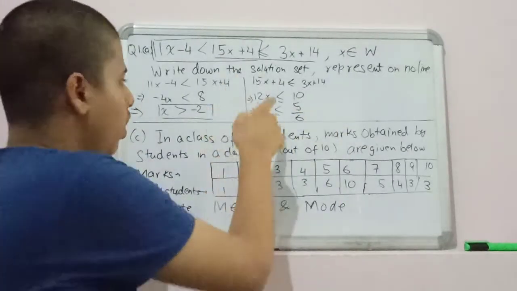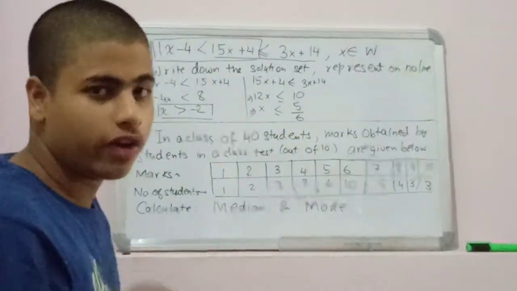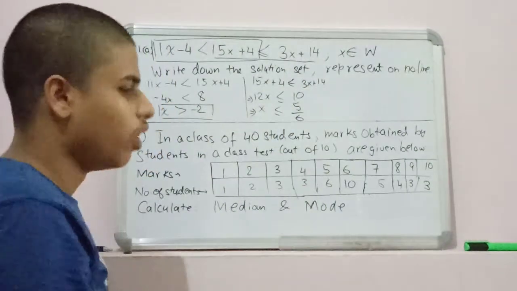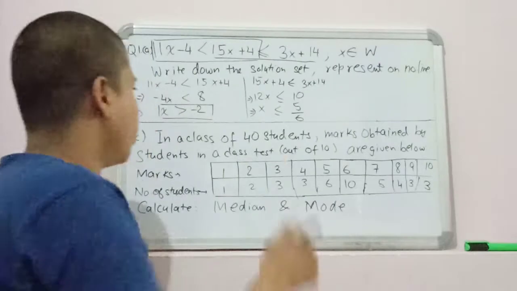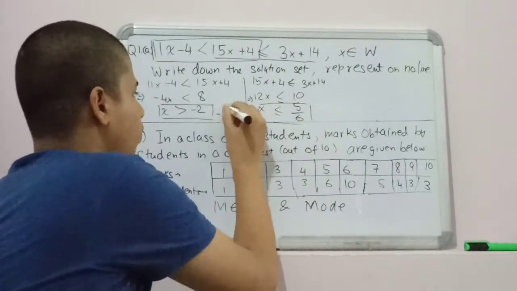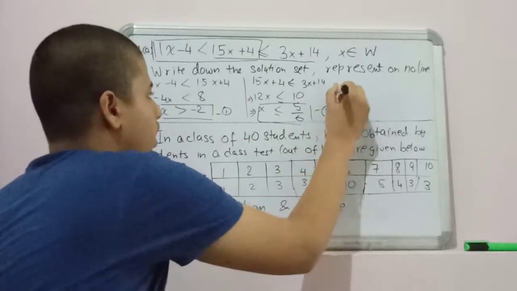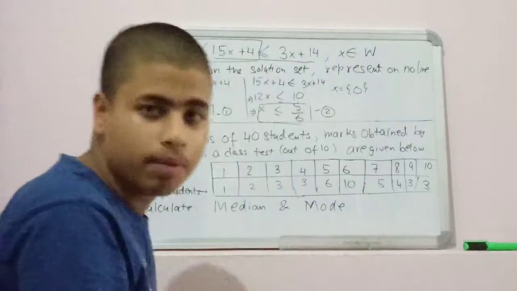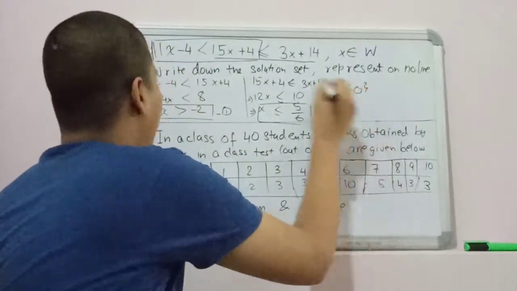Okay, so which whole number is less than or equal to 5/6? Well, we cannot have 1 because it is greater than 5/6. But we can have 0. So the only solution to these two inequalities is x equals 0. And if we have to represent it on a number line, we can represent it like that.